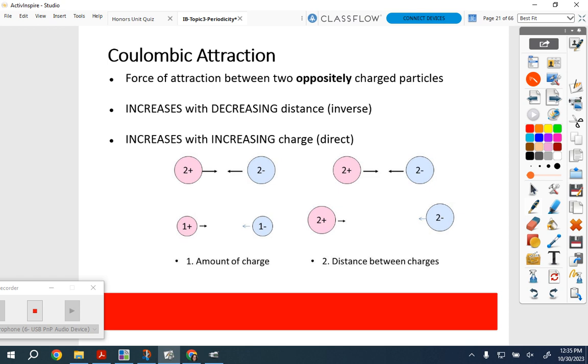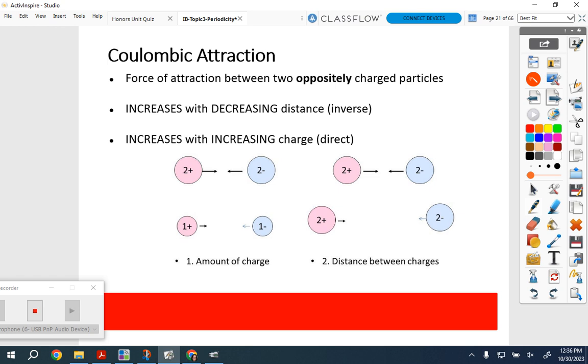Just like the size of your pizza depends on how far the crust is from the center. So we're really looking at what's going on with those outer valence electrons related to the forces of attraction between those electrons and the protons in the nucleus. Okay, so it's important that you remember that distance has an inverse relationship, charge has a direct relationship.